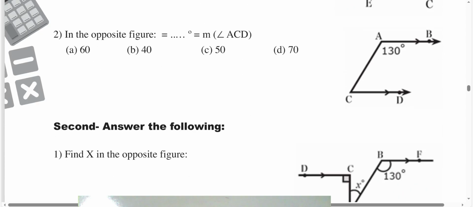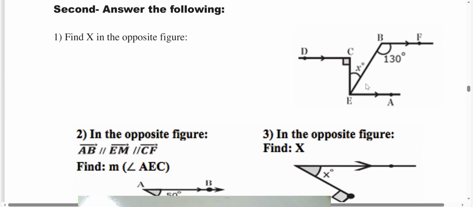Next question. In the opposite figure, we want to find the measure of angle ECD. We can write 180 subtract 130 equals 50 degrees. We call it supplementary angles. Supplementary means the sum of them equals 180. 180 subtract 130 equals 50 degrees.